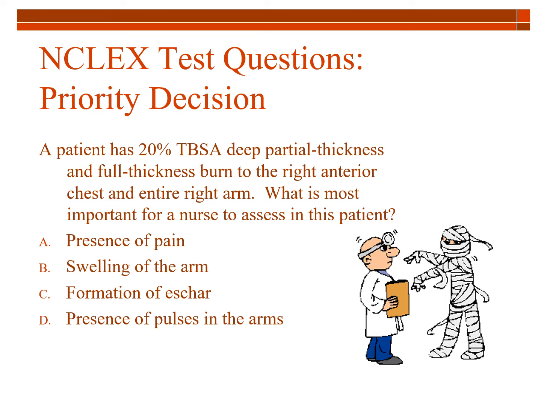Hopefully, you've decided to choose answer D, presence of pulses in the arms. In circumferential burns, circulation to the extremities can be severely impaired, and pulses should be monitored closely for signs of obstruction by edema. Swelling of the arms would be expected, but it becomes dangerous when it occludes blood vessels. Pain and eschar are also expected.